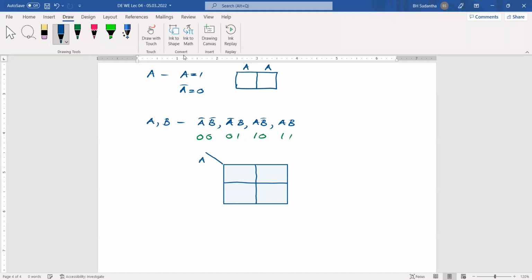This is side A. On side A, we have A bar and A. And this is side B. And here we have B bar and B. This is the map for 2 variables.